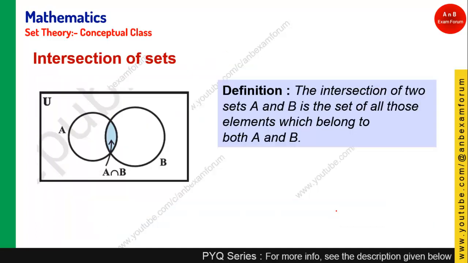The second operation is the intersection of sets. As we have seen in union, all these portions are included, but in intersection only the common elements will be taken out.